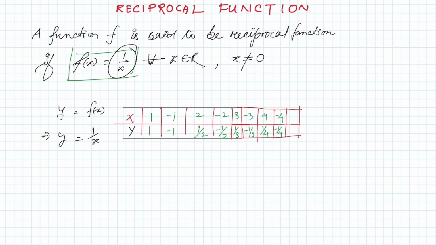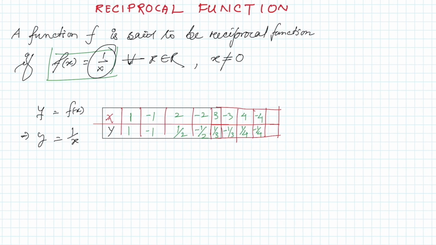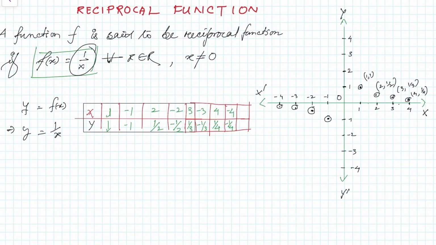So let us plot those points on a Cartesian plane. Let me draw a Cartesian plane here. If you plot the positive values, then in the first quadrant you will get such kind of graph. The graph should be like this. And if you plot the negative values on the Cartesian plane, then in the third quadrant you will get this graph, like this. So this is the graph of reciprocal function. That's how you can draw the graph of reciprocal function.